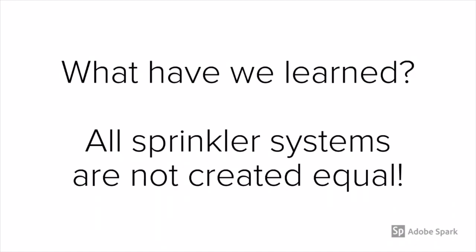We've learned that all sprinkler systems are not created equal. In our example, we used Group B, which is light hazard, changing to a Group M, which is ordinary hazard group 2. What we see here is that modifications to the sprinkler system are going to be required, and they must be completed before we can approve the new tenant to move into the space.